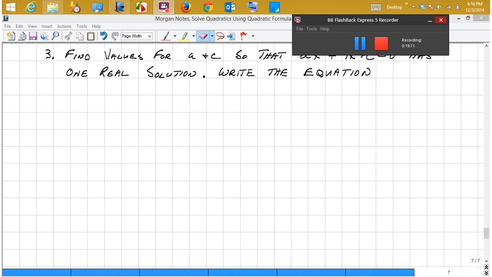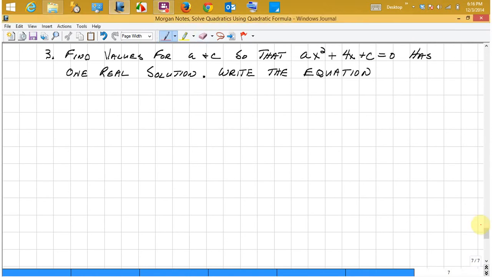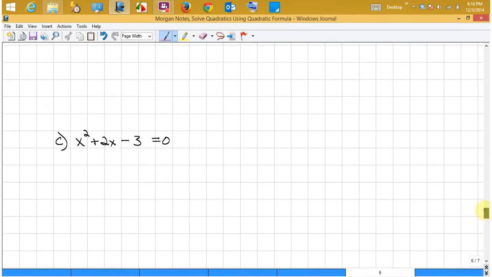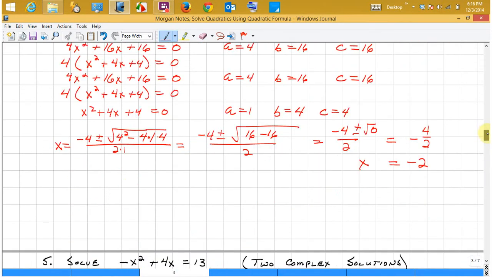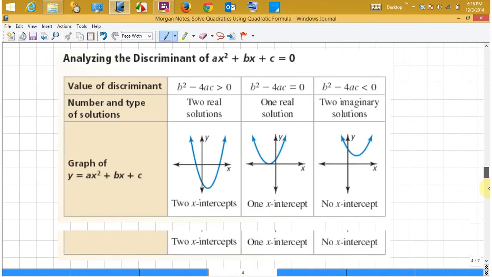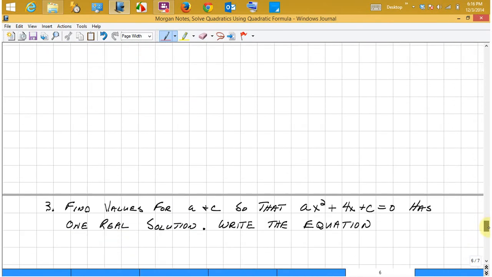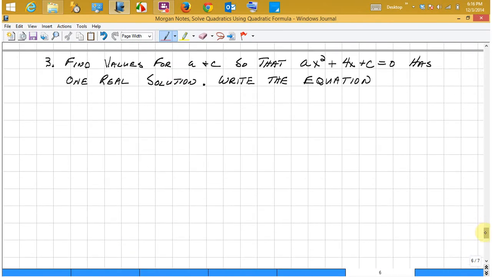Okay, I'm going to skip down to this last problem, which is a different kind of problem. Notice I've skipped quite a few of these examples because I think by working just a couple of examples like that, you get a general feeling for it. And I may work some more examples in class, but I don't want the video to be too long. So this next one says find the values for a and c so that x squared plus 4x plus c equal to 0 has just one real solution.